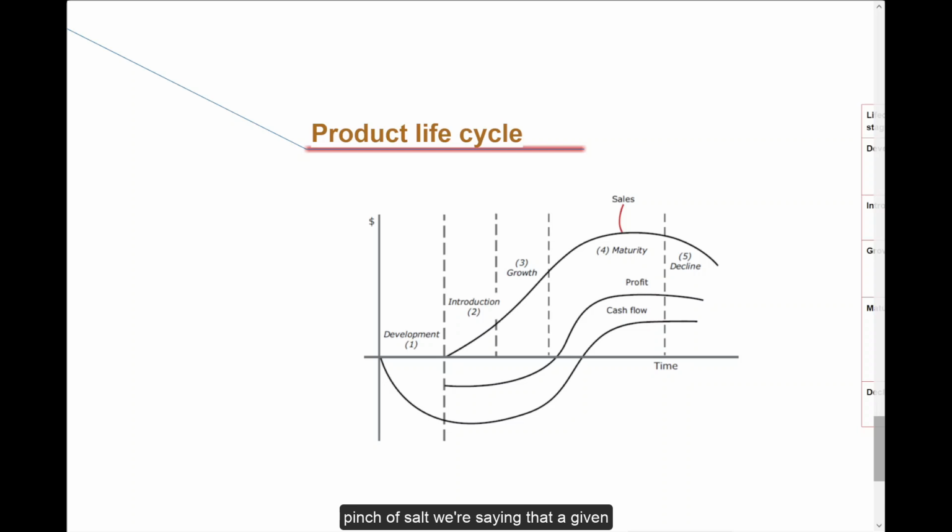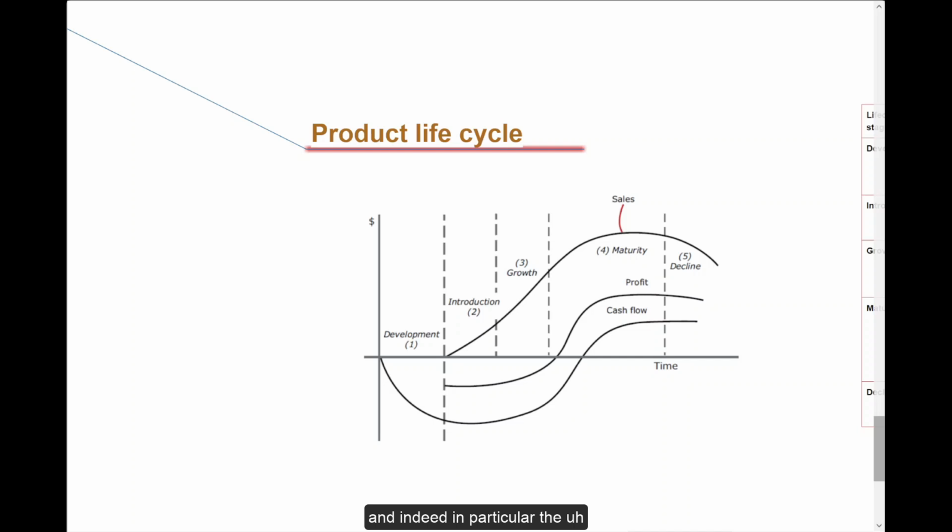We're saying that a given product, broadly speaking, in general, has 5 main parts to its life: development, introduction, growth, maturity, and indeed decline. And what we're saying on top of that is that in each of those stages, in each of those areas of its life, cash flow, profitability, revenue, etc., is going to be slightly different.